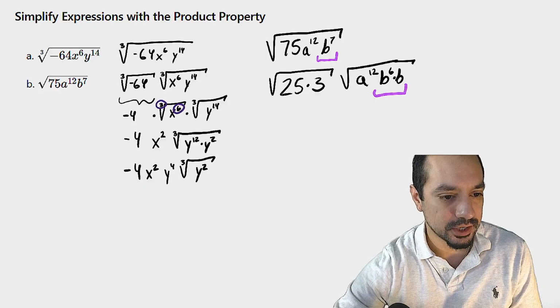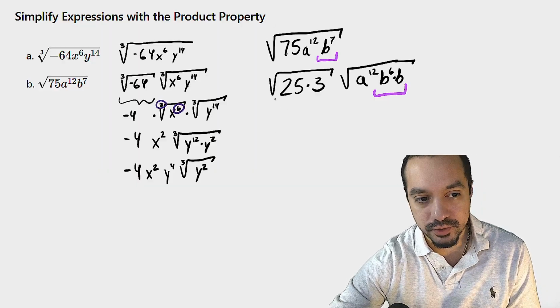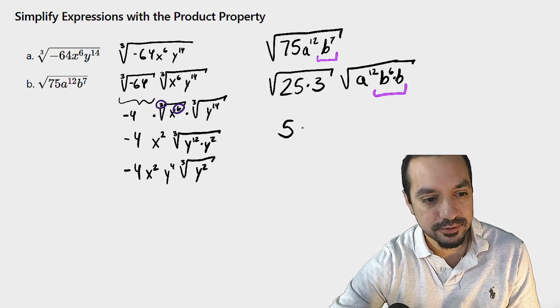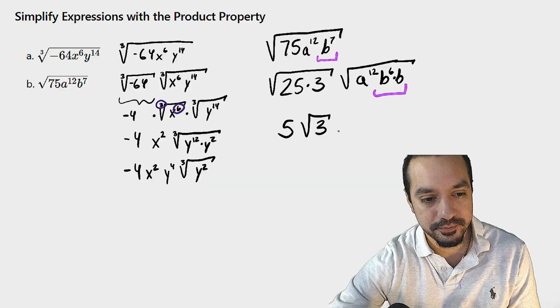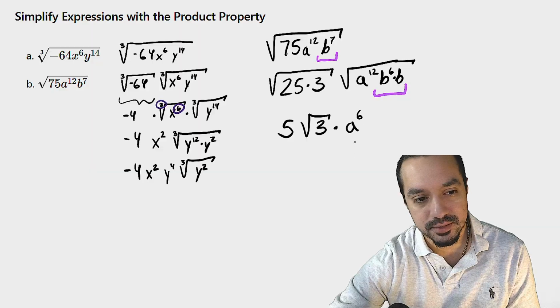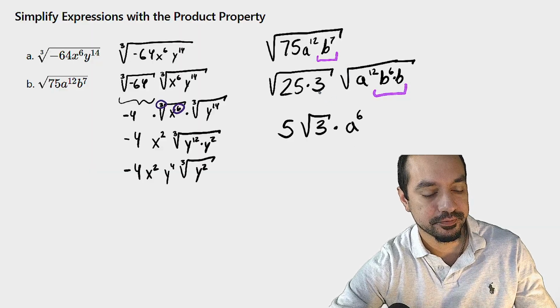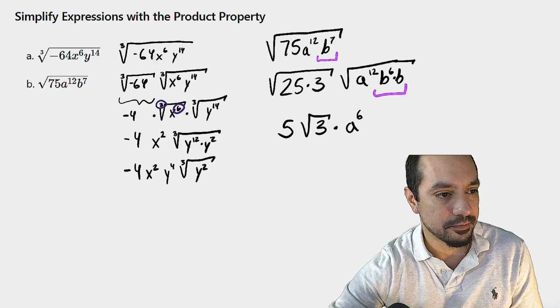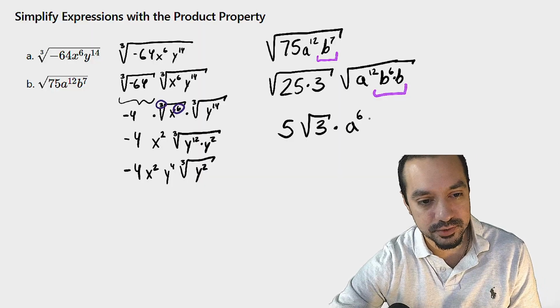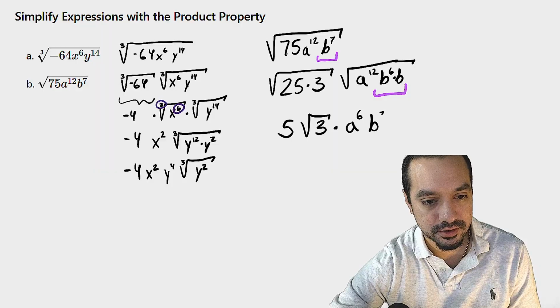Let's go ahead and keep cleaning this up. I know that the square root of 25 is 5. The 3 ends up remaining inside of the radical. The square root of a to the 12th is a to the 6th, dividing by the invisible 2. That's right here. B to the 6th, if we take the square root of that gives me b cubed. I have a single b.